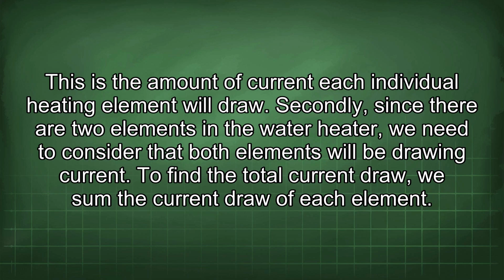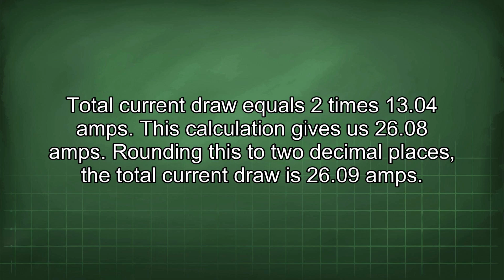Secondly, since there are two elements in a water heater, we need to consider that both elements will be drawing current. To find the total current draw, we sum the current draw of each element. Total current draw equals 2 times 13.4 amps. This calculation gives us 26.8 amps. Rounding this to 2 decimal places, the total current draw is 26.9 amps.